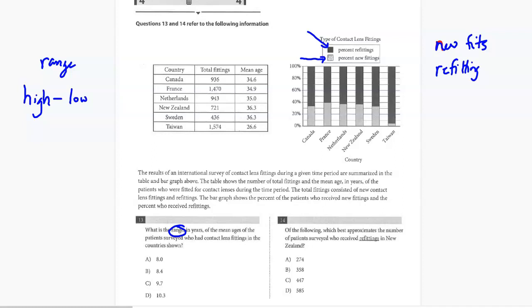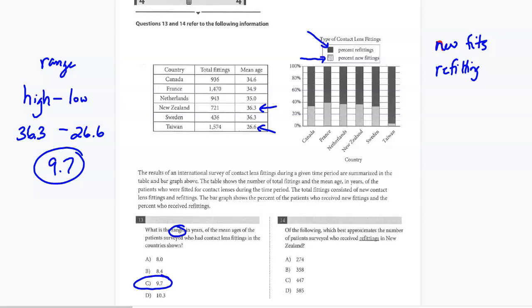So what is the range in years of the mean or the average ages of patients surveyed who had contact lens fittings in the country shown? All right, well, the highest value in this range is 36.3. And the lowest value over there is 26.6. So when I subtract those from each other, I end up with 9.7 is the difference between the high and the low. So that's just kind of a vocabulary problem.